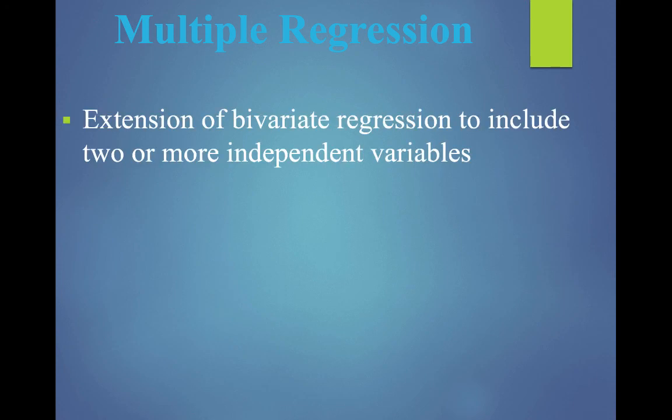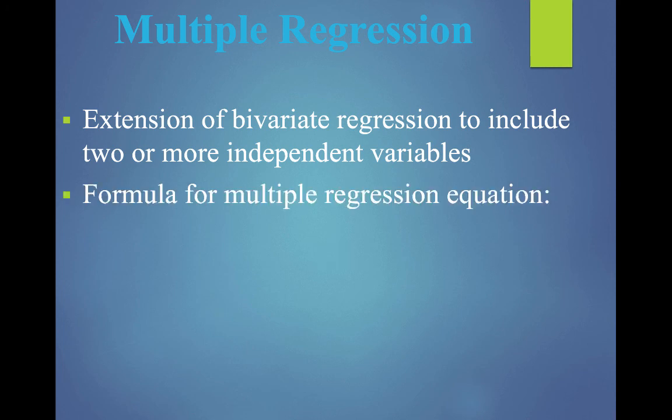All right, moving on to multiple regression. This is an extension of a simple linear regression, and it's used when we want to predict the value of a variable based on the value of two or more other variables. So the extension of bivariate regression to include two or more independent variables, that's what it is, right? The dependent variable is what we want to predict.